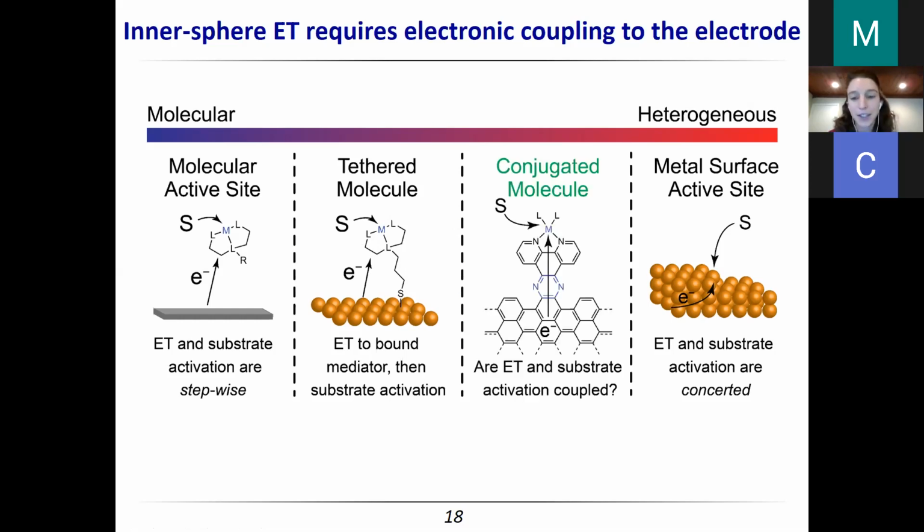So in my research, we thought, what if we could replace this insulating aliphatic linkage with a conductive aromatic linkage? Then maybe we could electronically couple a molecular catalyst to an electrode such that it behaves like a metal surface site instead of like a molecule that's just been attached to the surface. So we believe that we've developed this system. We call it graphite conjugated catalysts. And I'm going to walk you through the data that leads us to believe this is the case.